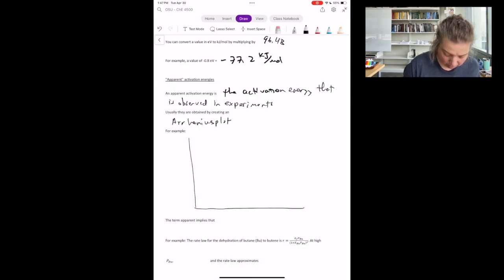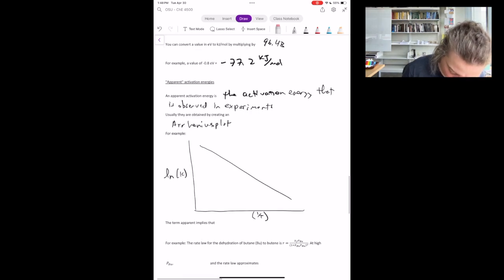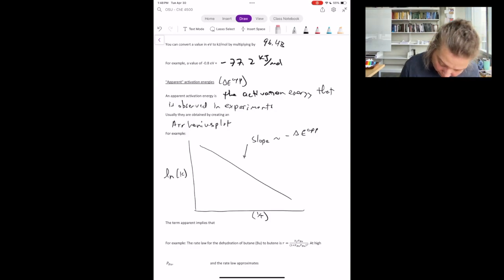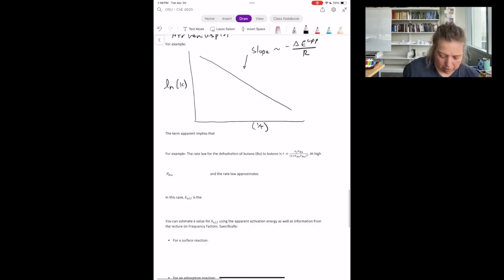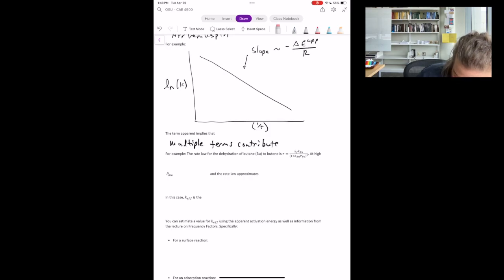So for example, I can plot the natural log of the rate constant versus 1 divided by the temperature. I get an approximately linear downward sloping curve, and then the slope is going to be equal to negative delta E app, the apparent activation energy, as we denote it, divided by R. I can obtain this information by linearizing the Arrhenius expression for the rate constant. So this apparent activation energy implies that multiple terms contribute to the activation energy.